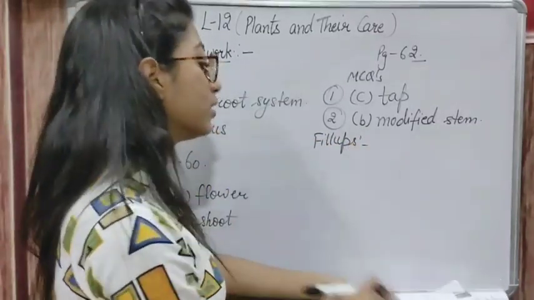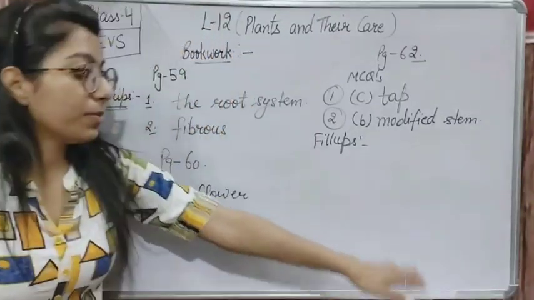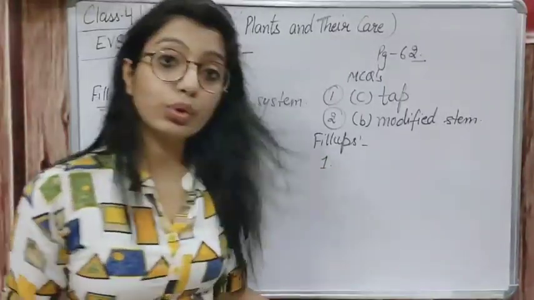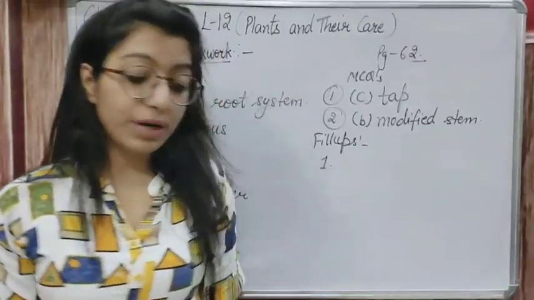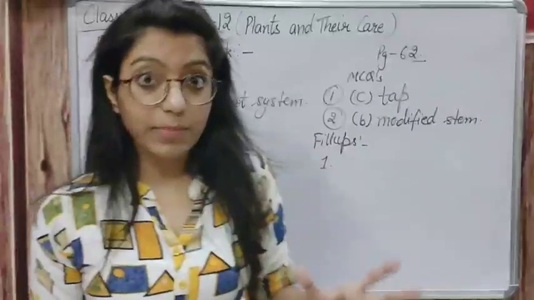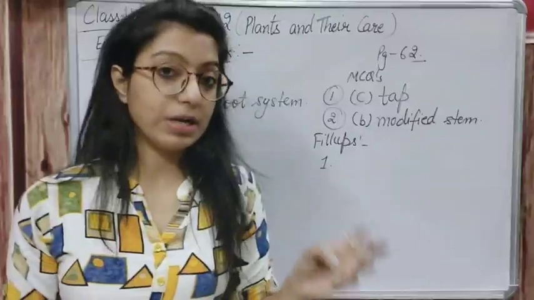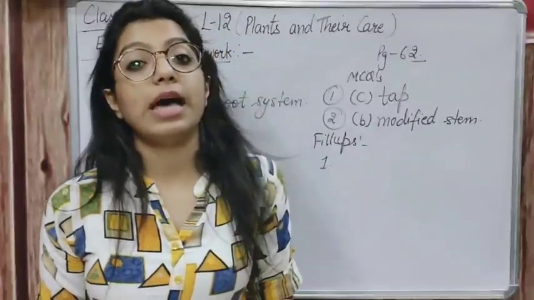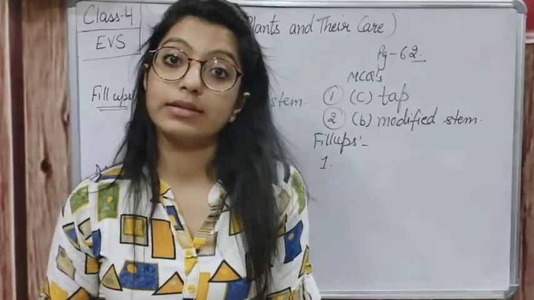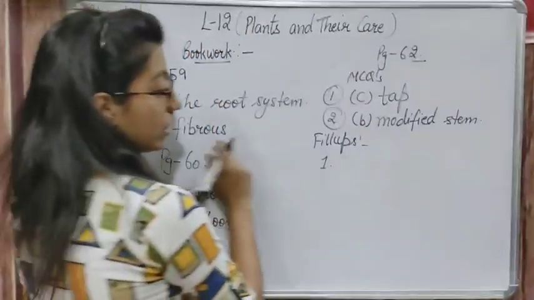After that, the second question is given, fill-ups. So the first fill-up is: the root with many thin fiber-like roots of the same size. Roots with many, many means a bunch, right? A bunch of fiber-like roots of the same size is called dash. That is fibrous root.